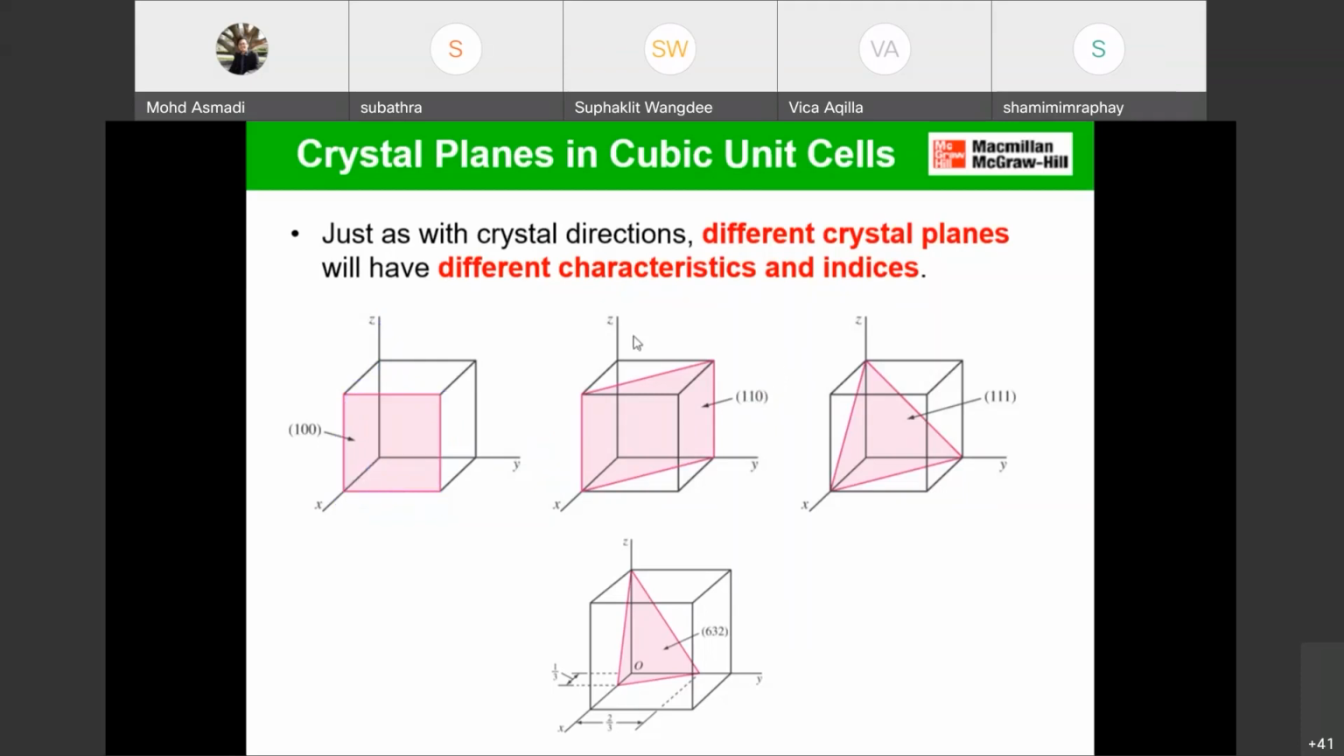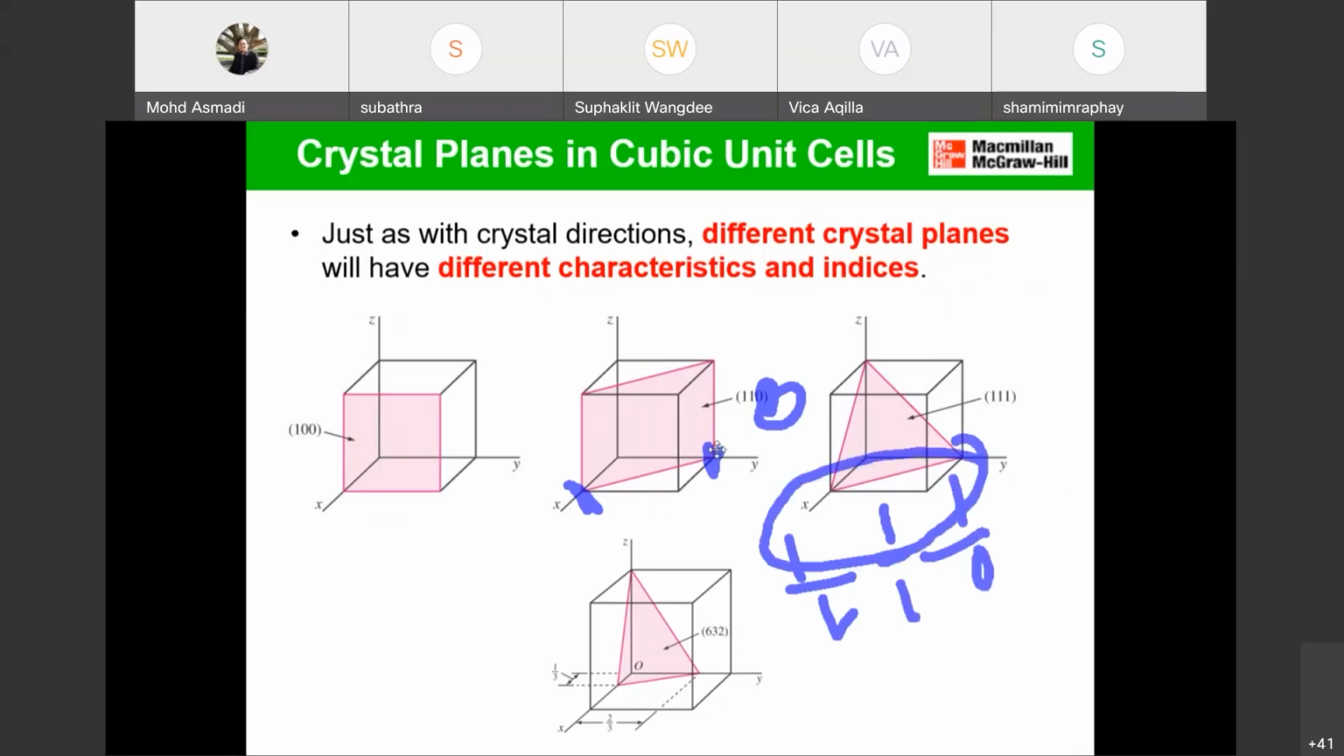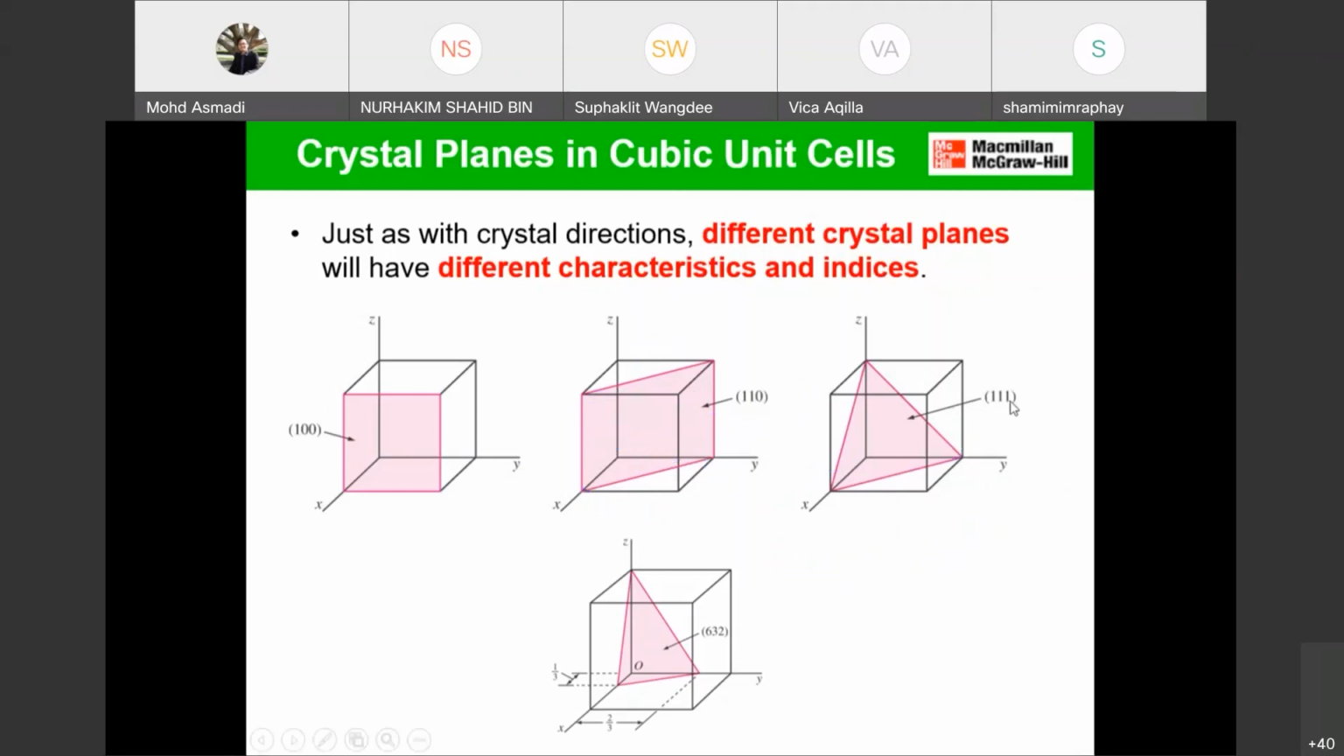So for the Miller indices, 1 for the x-axis, 1 for the y-axis, but this one is infinity. 1 divided by 1 reciprocal, 1 divided by 1, 1 divided by 0 reciprocal. So it is parallel with the z-axis. So this plane's indices, when you make it reciprocal, is 1, 1, 1.